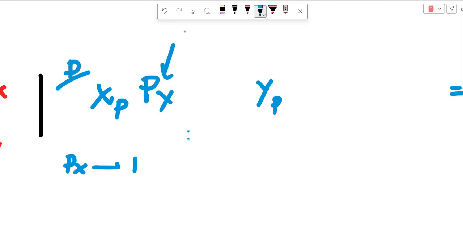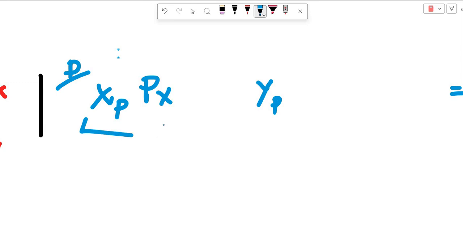So say every chocolate costs 5 rupees and we bought 10 chocolates, so they should cost a total of 50. Simple unitary method explanation, right? So you have XP and PX, which gives you the total cost of buying XP units of chocolates. Similarly, you have PY, which is the price of commodity Y, and you buy YP of them.